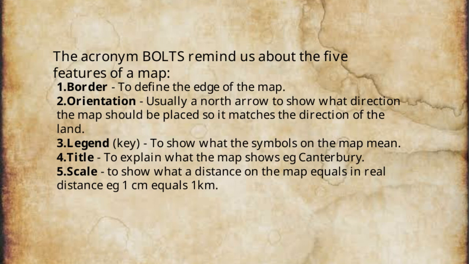The title is also important. It tells us what the map is showing, like Canterbury or another specific area. And finally, the scale helps us understand distances, like how 1 centimeter on the map might equal 1 kilometer in real life. Remember the acronym BOLTS. These 5 features are the core elements that make a map functional and easy to understand. By paying attention to these, we can better interpret any map we come across and see how they fit into the bigger picture of geography and navigation.